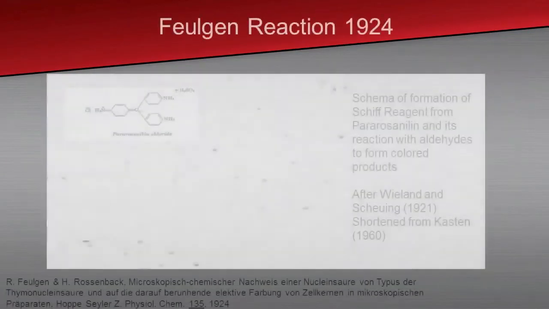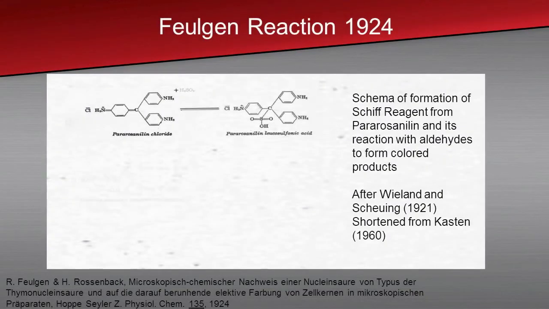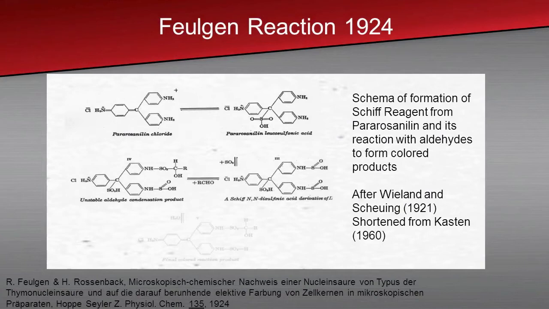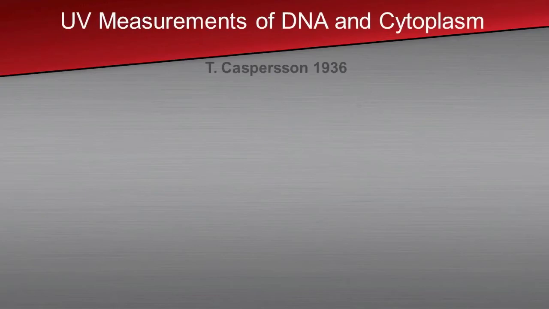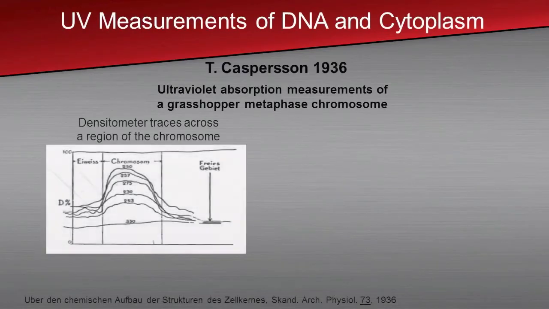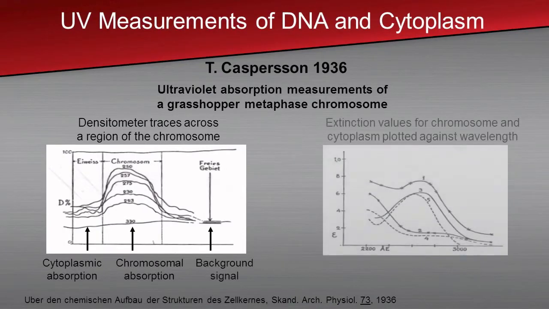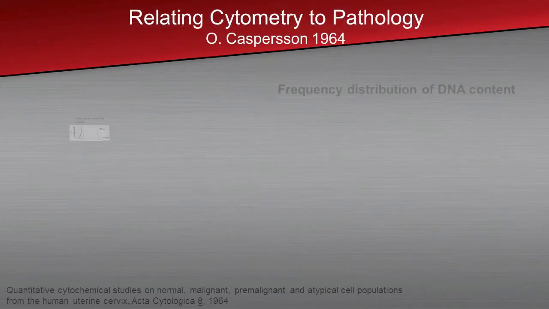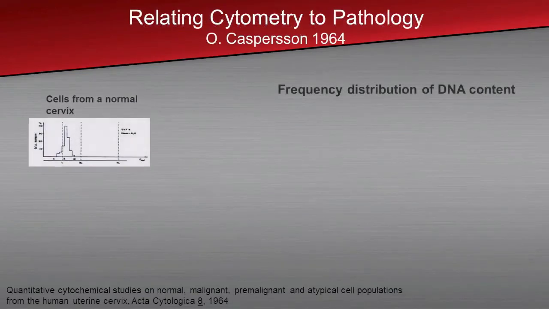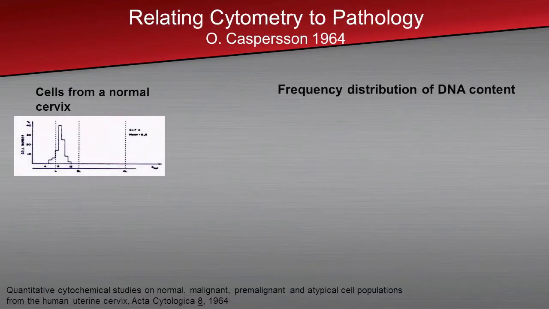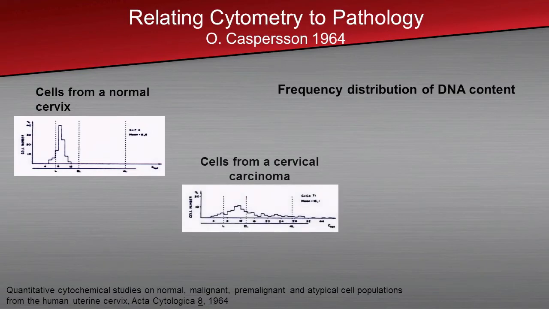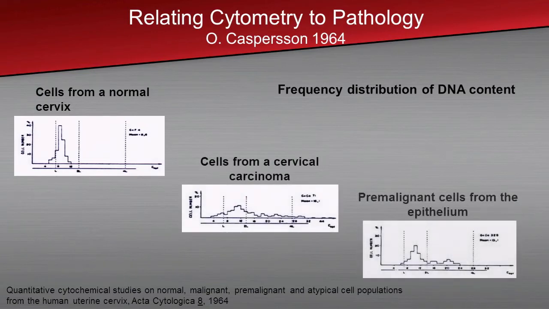In 1924, Robert Feulgen published a technique for staining and measuring DNA, and in fact is credited with the naming of DNA. In 1936, Torbjörn Kaspersson demonstrated the ability to quantify chromosomal and cytoplasmic areas of the cell at different UV wavelengths. In the journal Acta Cytologica in 1964, Kaspersson's son showed a comparison of DNA distribution in normal cervical cells, cervical carcinoma cells, and premalignant cells, showing that cytometric measurement could be a basic tool for pathologists.